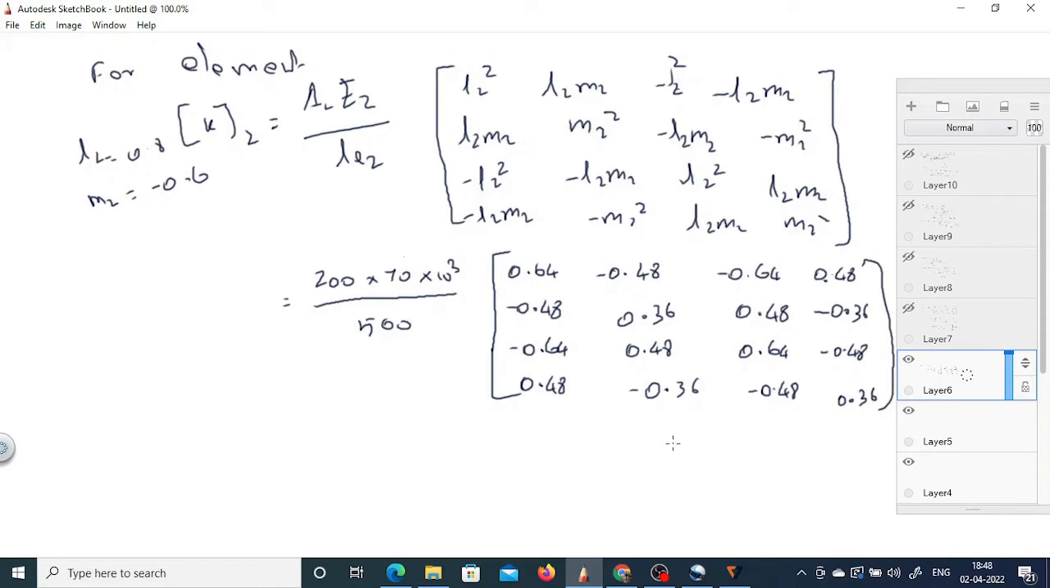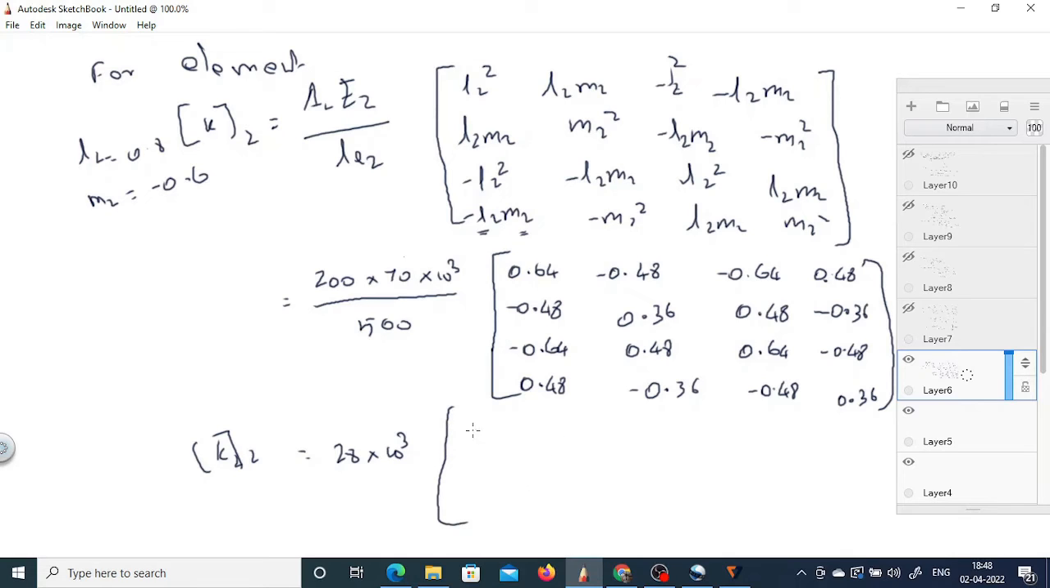Likewise we can frame the matrix. I just substitute in the place of L2 as 0.8 and in the place of M2 is minus 0.6. For that reason I get these values, and then from this I can get the stiffness matrix of element 2, which is K2. If I simplify this term with my calculator, I get 28 into 10 cube.